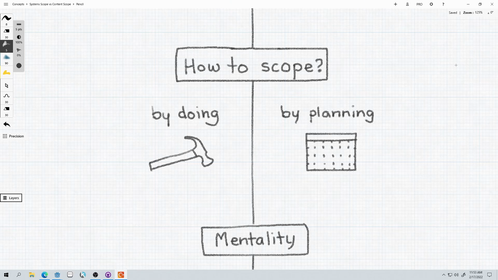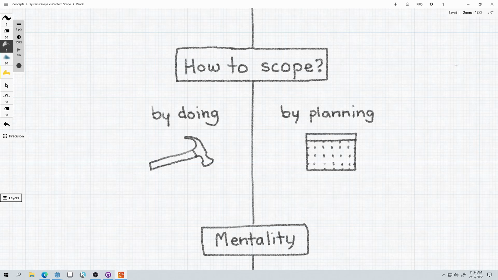Prove you can do it. For the production phase, we're going to scope by planning. That's because it can be really easy to just add content forever or add polish forever. So we're going to need to give ourselves some deadlines, and we're going to need to have a plan and exactly what we want to do.